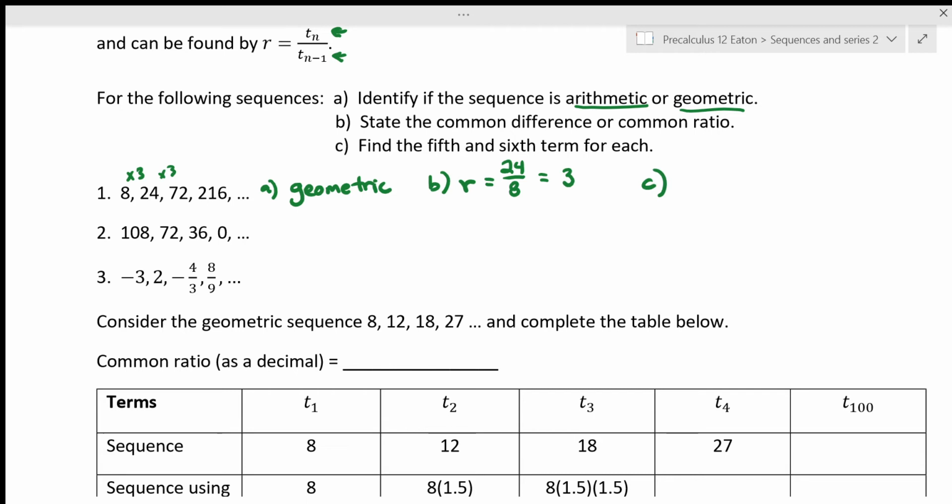Okay, now we're going to find the next 2 terms. So our 5th term is going to be 216 times 3, which is 648.